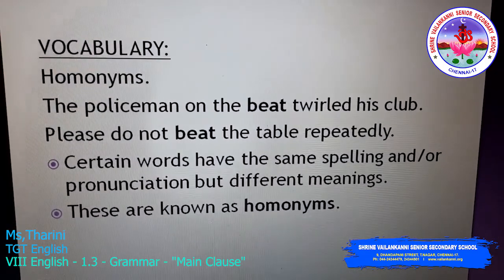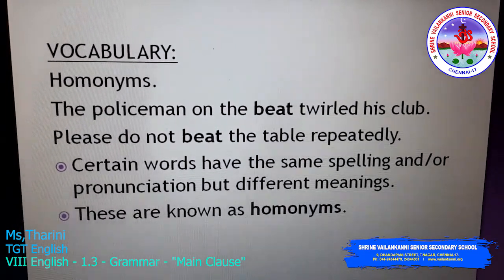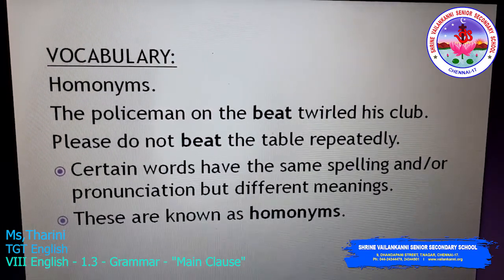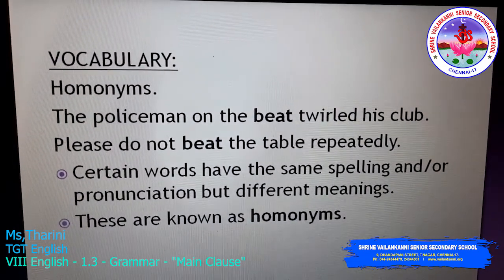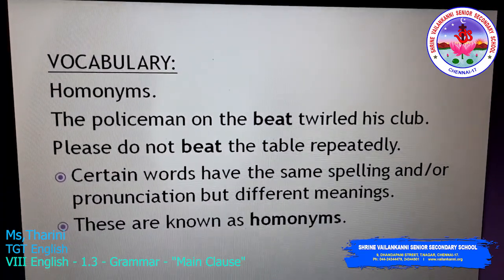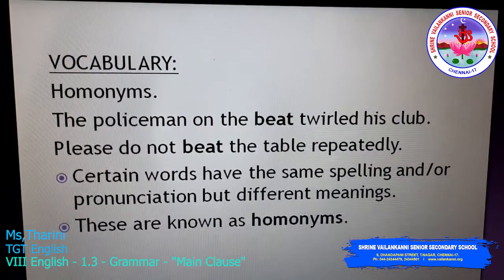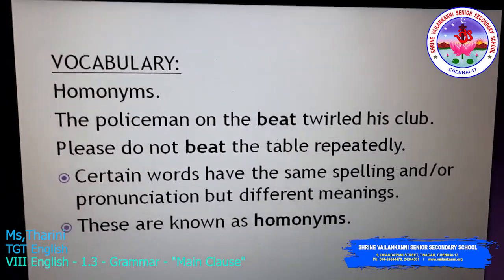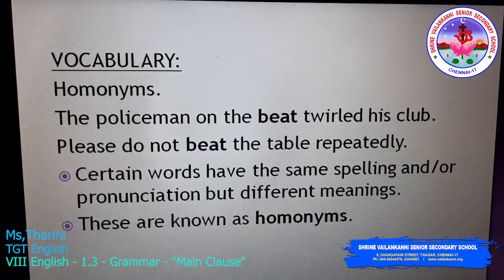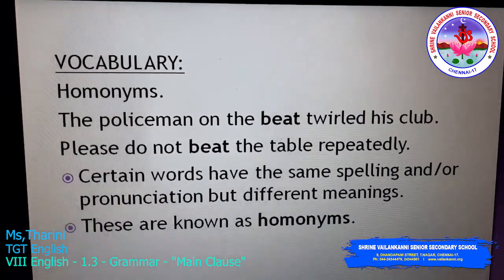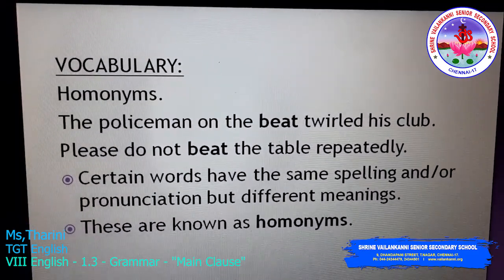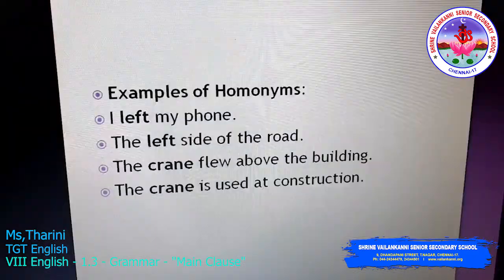Vocabulary. Homonyms. What is homonyms? Certain words have the same spelling and or pronunciation but different meanings. For example, the policeman on the beat twirled his club. Here, the policeman on the beat refers to the policeman being on duty. Please do not beat the table repeatedly. This beat refers to the sound. Do not make a repeated irritating sound on the table. Yes? So these are known as homonyms.